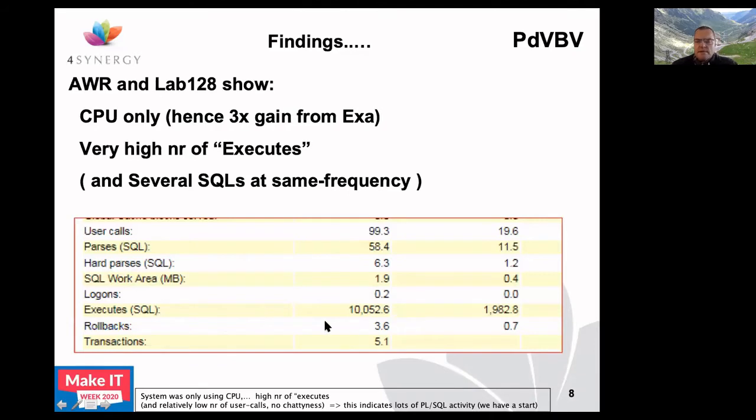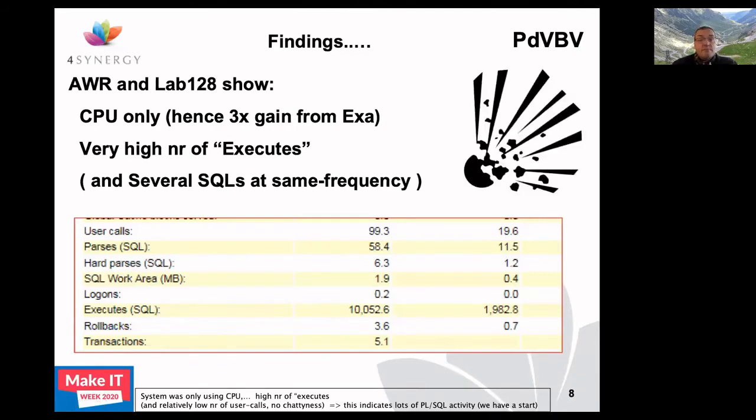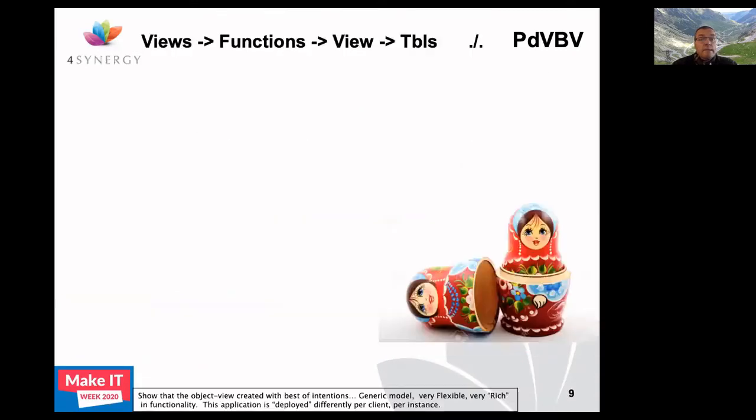You need a couple of CPUs for that to start with. So there's my little explosion bomb. Executes, way too many executes. How can I bring that back? Let's have a look at the system. What kind of application do we have? Well, it was a bit like a Russian doll. Let's go top to bottom.